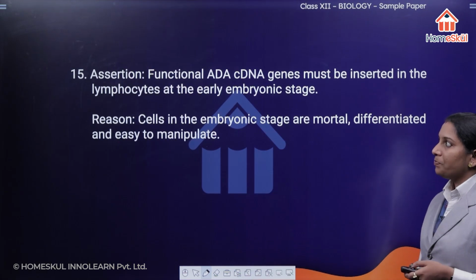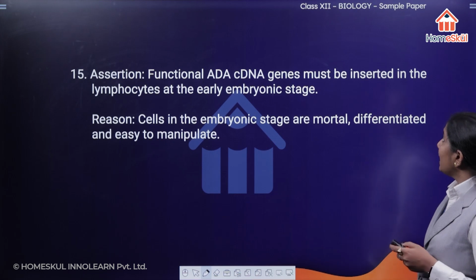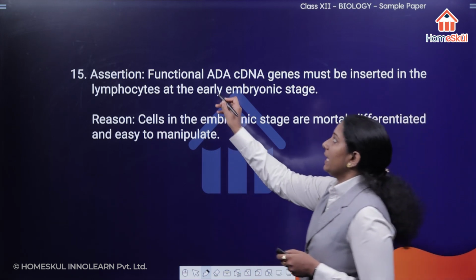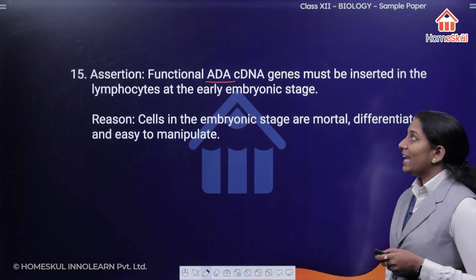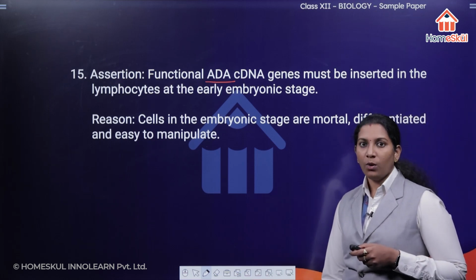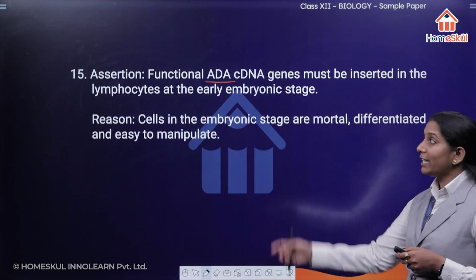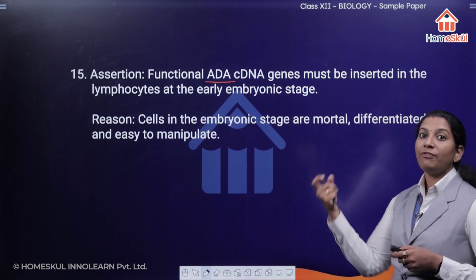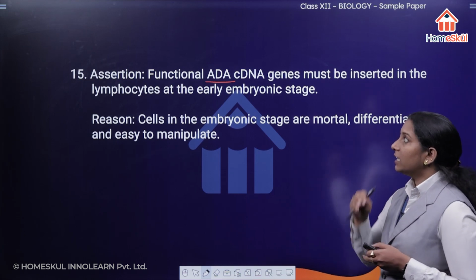Then the next one. Again, the assertion is: functional ADA-cDNA genes must be inserted in the lymphocytes at the early embryonic stage. So what do you mean by ADA? That is adenosine deaminase. In adenosine deaminase deficiency conditions, we go for gene therapy, so that the deficient ADA gene will be replaced by a functional ADA gene, in the early embryonic stage.